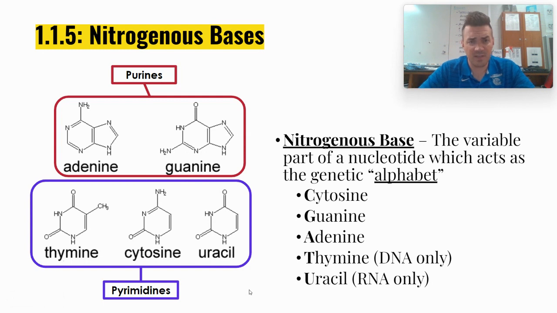A couple of helpful hints to help you remember these. Pyrimidines have Y in the name: thymine and cytosine, except for uracil. Uracil doesn't, but uracil takes the place of thymine. So if you remember that thymine is a pyrimidine, then you should know that uracil is a pyrimidine.